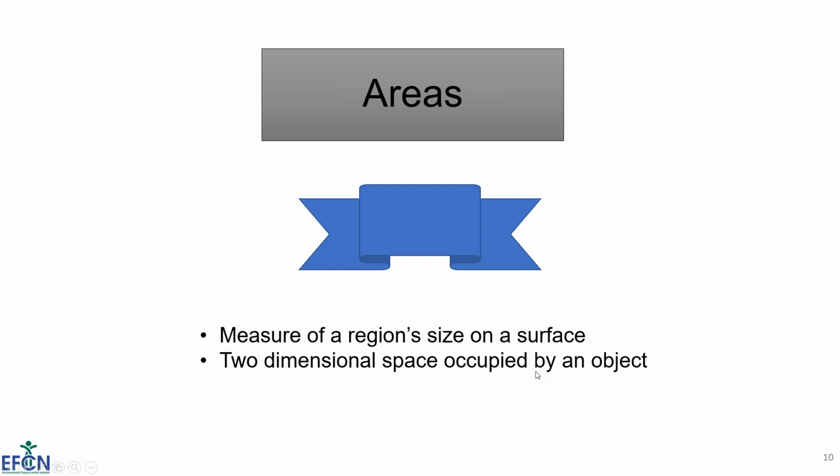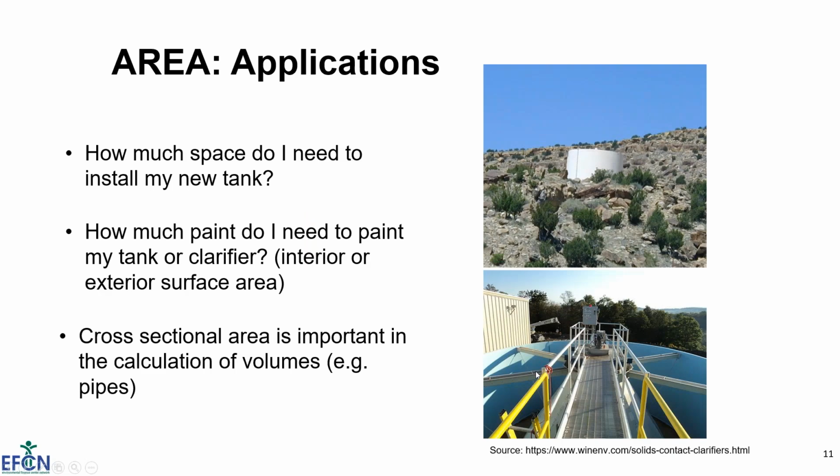And we want to make sure we understand how to calculate areas of different objects. There are various applications where we need to learn about area. You might wish to know how much space you need to install your new tank. If you live in an area where we have hills, you can install your tank at the top of a hill to give you enough water pressure in your distribution, so you might wish to know how much space you have at the top of that hill for installing your new water tank.